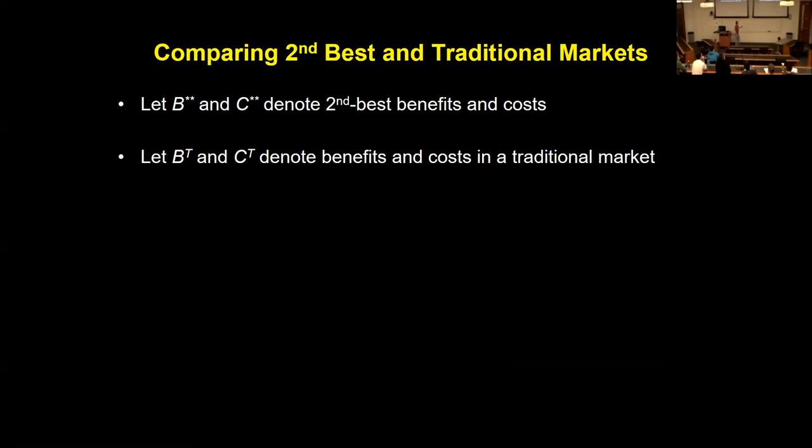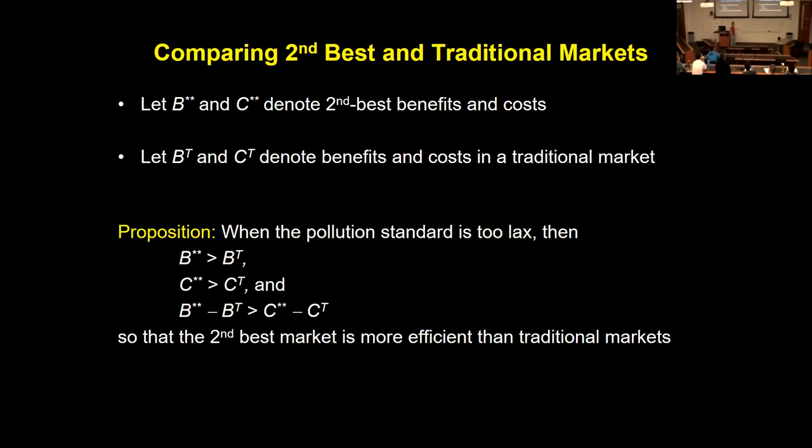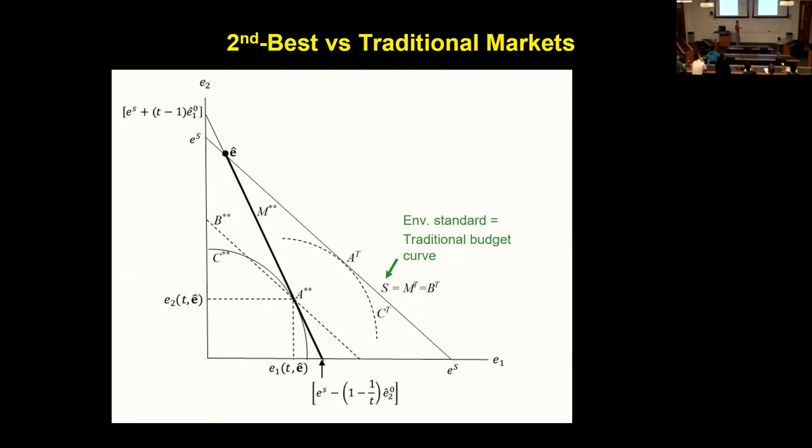So we can compare second best in traditional markets. Let B double star and C double star equal the second best benefits and costs. BT and CT are the benefits and costs of a traditional market where we just have one-to-one trading. Same cap in both cases. We can find that when the pollution standard is too lax, we get an increase in benefits, we get an increase in costs, but the increase in benefits outweighs that increase in costs. And so the second best market is more efficient than the traditional markets. I call this a proposition. It's really the results of what we've just been talking about.